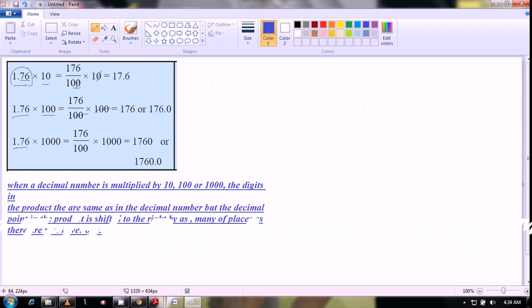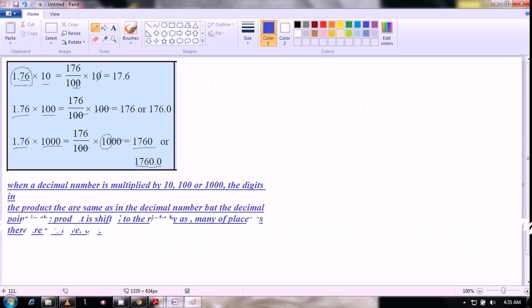Similarly, we are multiplying 1.76 multiplied with 1000. Let's convert it into its fractional equivalent. 176 by 100 multiplied with 1000, so we can cancel two zeros from here, two zeros from here. What we are left with, 176 multiplied with only this value, that is 10. So what we get, 176 multiplied with 10 is 1760, or we can write 1760 as 1760.0.